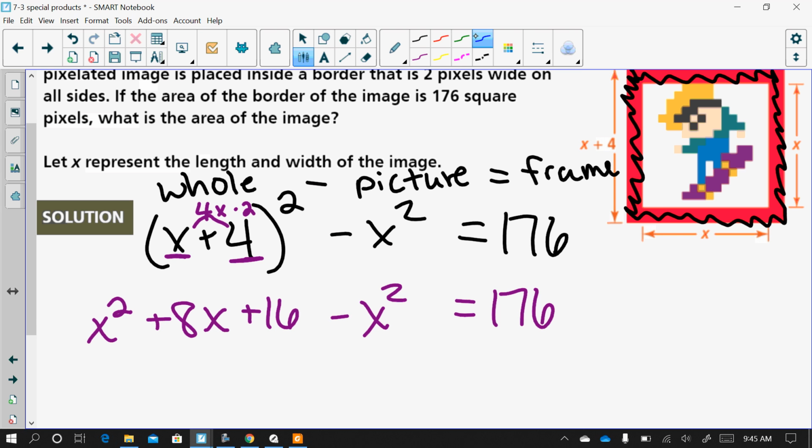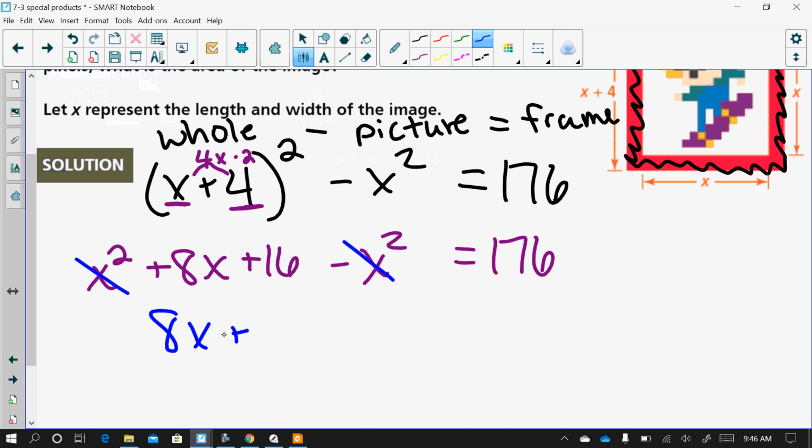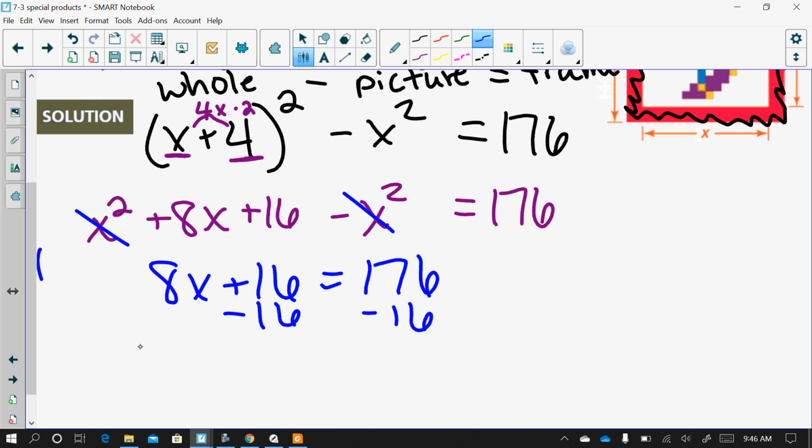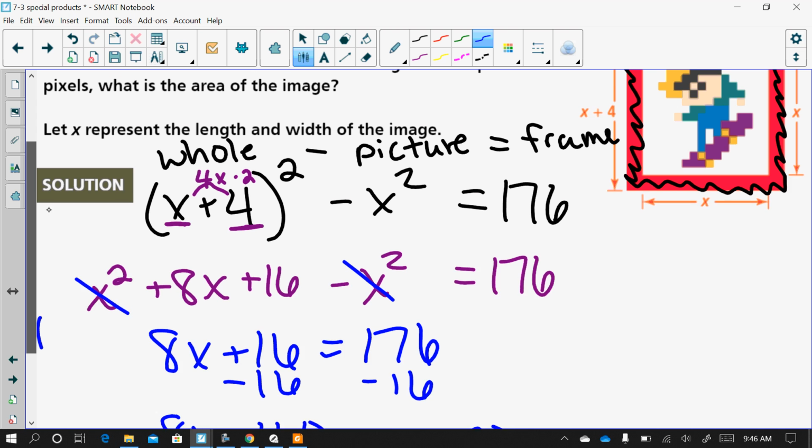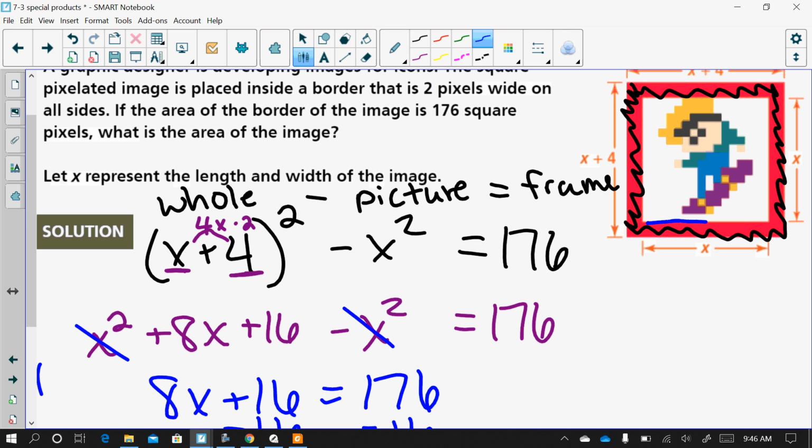Go ahead and solve. Oh, I can combine those like terms, those cancel. 8x plus 16 equals 176. Minus 16 from both sides. Get 8x equals 160. Divide by 8. x equals 20. So what was x? x was the width of the picture.